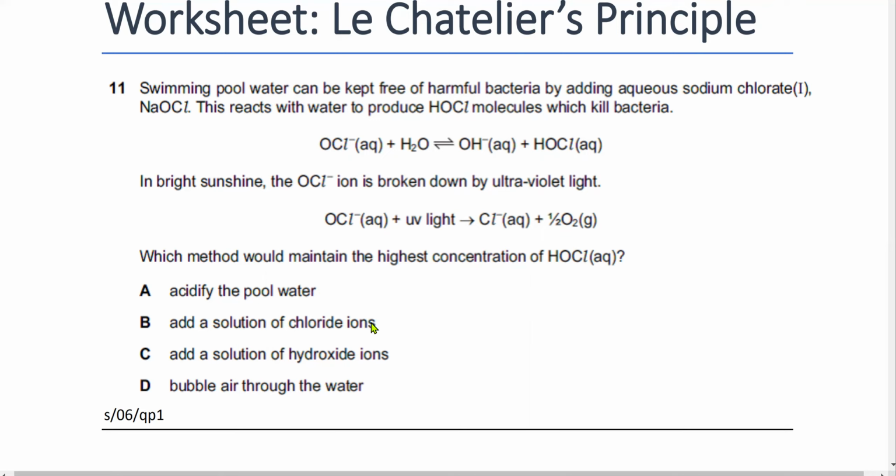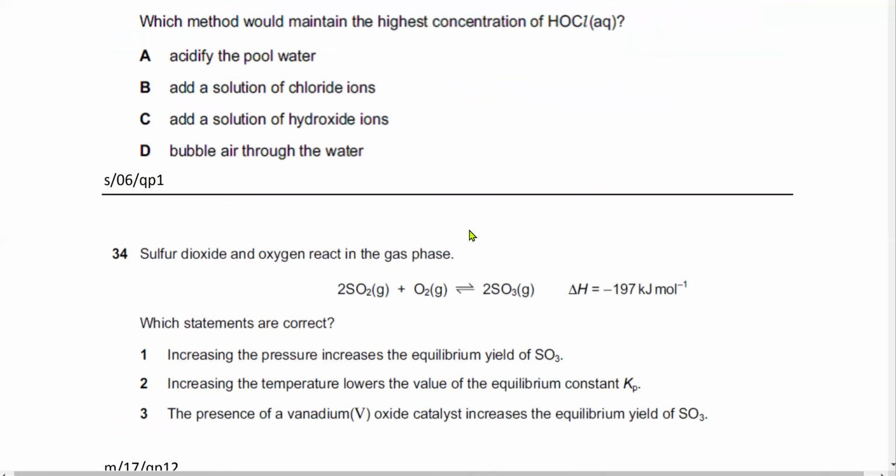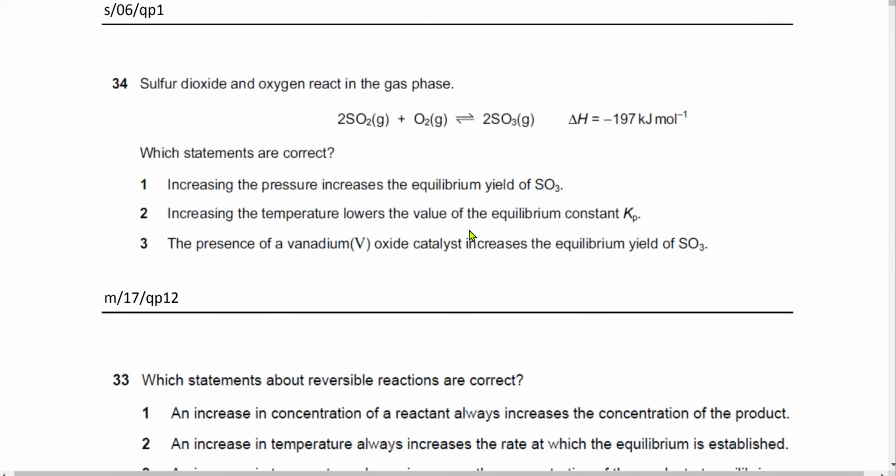What would happen if you add chloride ions? Would it matter to the first one if you add Cl minus ions? No, because it's the same amount on either side, and this is not a reversible reaction, so nothing would happen over here. Add a solution of hydroxide ions. If you add more hydroxide ions, where would the equilibrium shift? It's going to go to the left. And if you bubble air through water, that means oxygen. Again, this is not a reversible reaction, so it's not going to go anywhere.